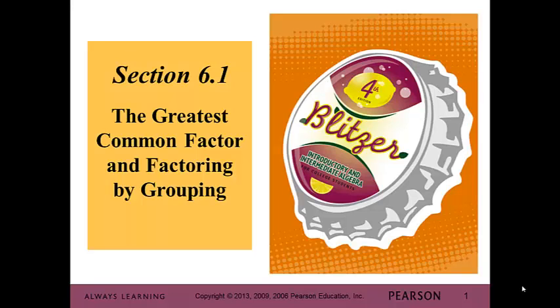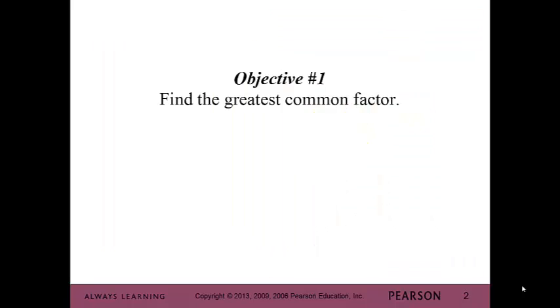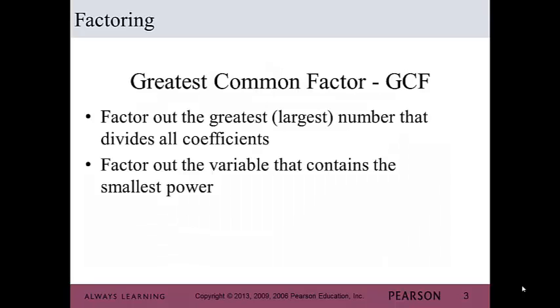Now we're in chapter 6.1 and we're going to be looking at the greatest common factor and factoring by grouping. Our first objective is to find the greatest common factor. So the greatest common factor has two parts. The first part deals with the coefficients. So you want to find the greatest or the largest number that divides all of your coefficients. And remember, the coefficients are the numbers that are in front of our variables.